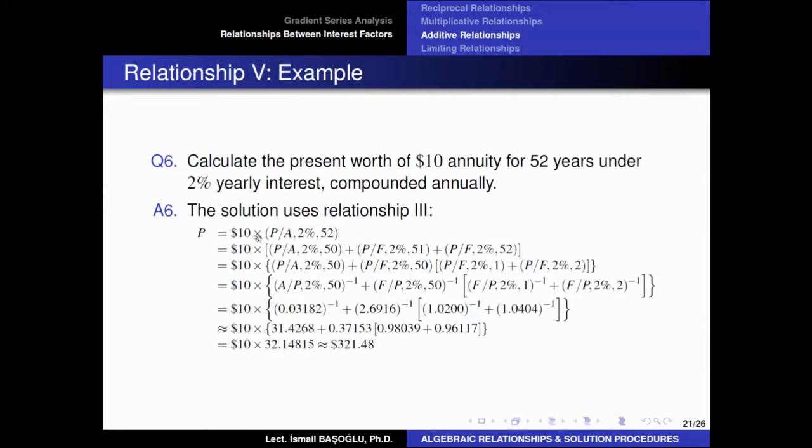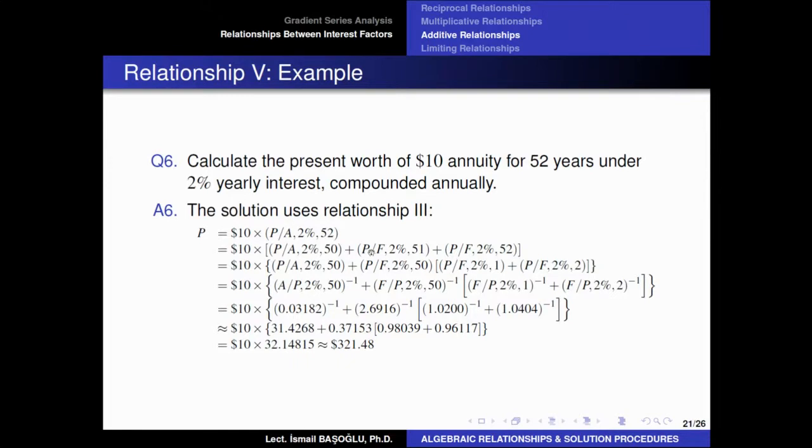We can multiply that 10 with a uniform series present worth factor for 2% interest rate and for 52 years. Now, that P over A can be decomposed into two parts: a uniform series present worth factor for 50 years, which can be searched through the table, plus P over F under 2% interest rate for 51, and then plus for 52 years.